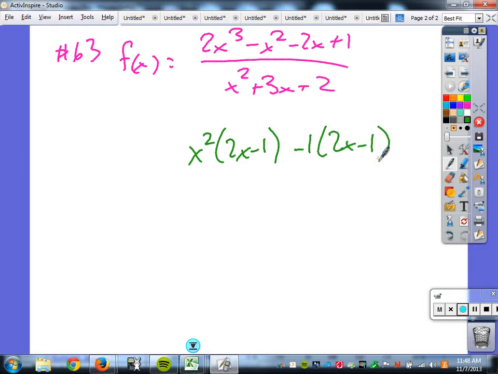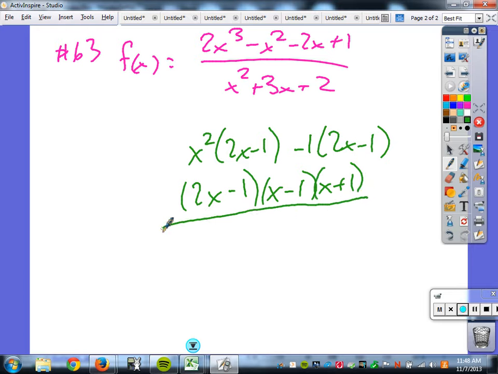So when I factor that out, that's 2x minus 1 times x squared minus 1, and x squared minus 1 can be factored further. What is x squared minus 1? x minus 1, x plus 1. So that's what the numerator looks like. And now we go to our denominator. We factor the denominator, and it's going to be x plus 2 times x plus 1.